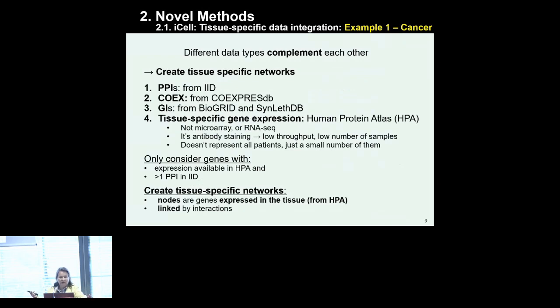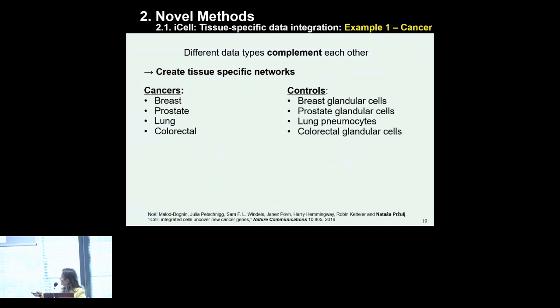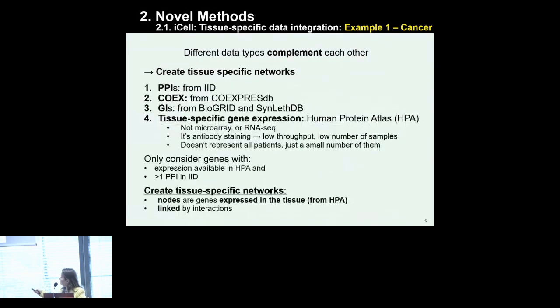So, as I said, we will create tissue-specific networks for each of these: protein-protein interactions, co-expressions, genetic interactions, with tissue specificity from the Human Protein Atlas. Note that this is not microarray or RNA-seq, this is low throughput. So if you don't see your favorite gene identified by our analysis, don't freak out. It only represents a small number of patients. So basically the data was not there. That's why. There's nothing wrong with the method.